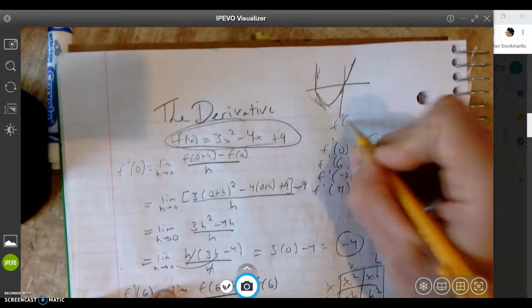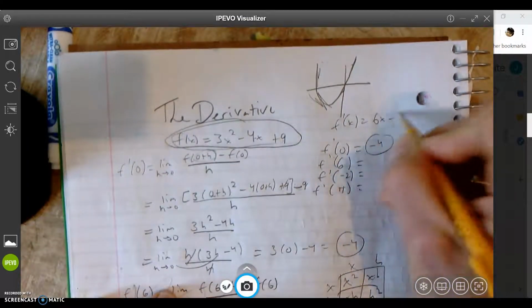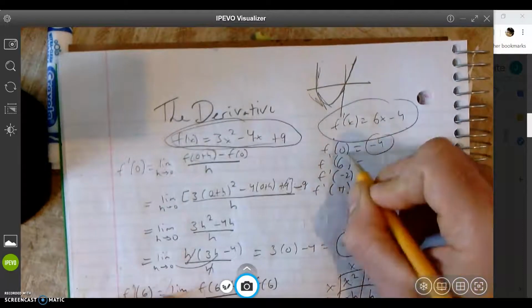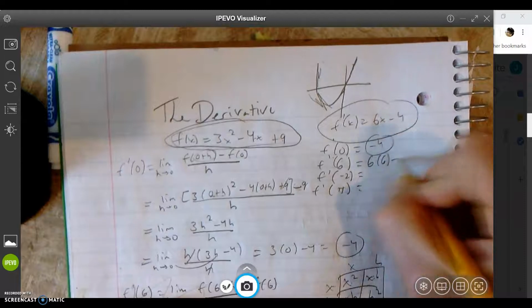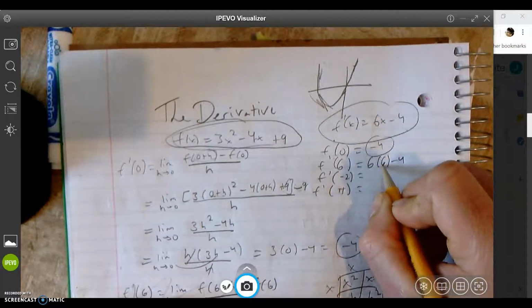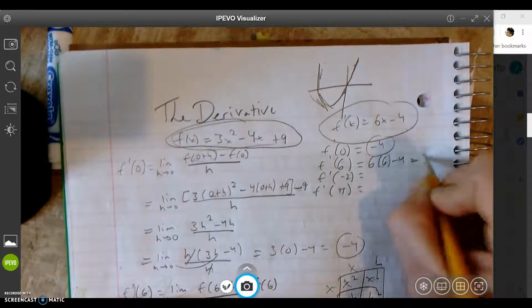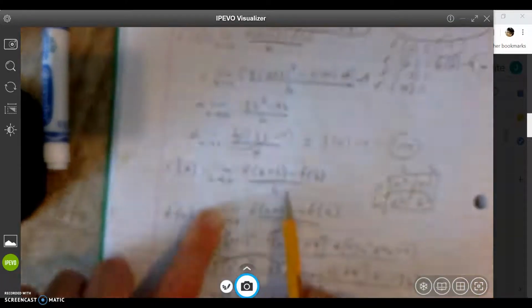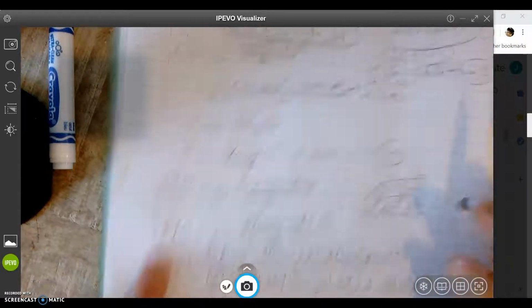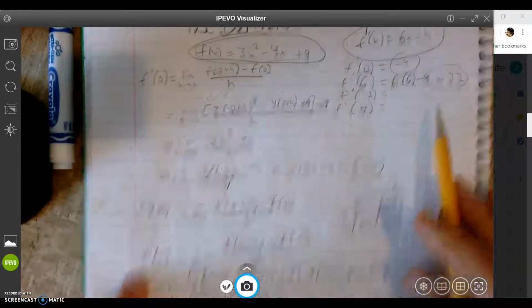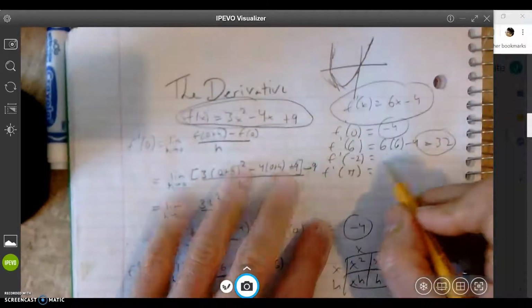So first, f prime of x is 6x minus 4. So that's my derivative. So all I'm doing is plugging in here. So it's 6 times 6 minus 4, which is 36 minus 4, which is 32. So if I did this problem to begin with, which I stopped doing, I would have got 32. Same answer.